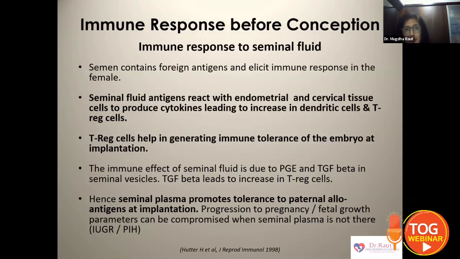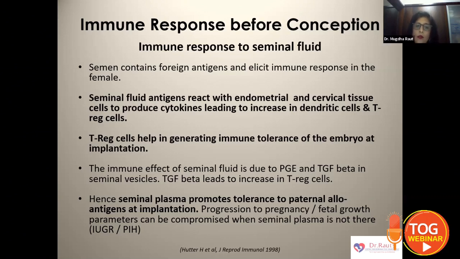Now, the seminal fluid also helps to produce immune tolerance. The semen contains foreign antigens which elicit an immune response in the female. Seminal fluid antigens react with the endometrial and the cervical tissue cells to produce cytokines, leading to an increase in the dendritic cells and the Treg cells. The Treg cells help in generating immune tolerance of the embryo at implantation.